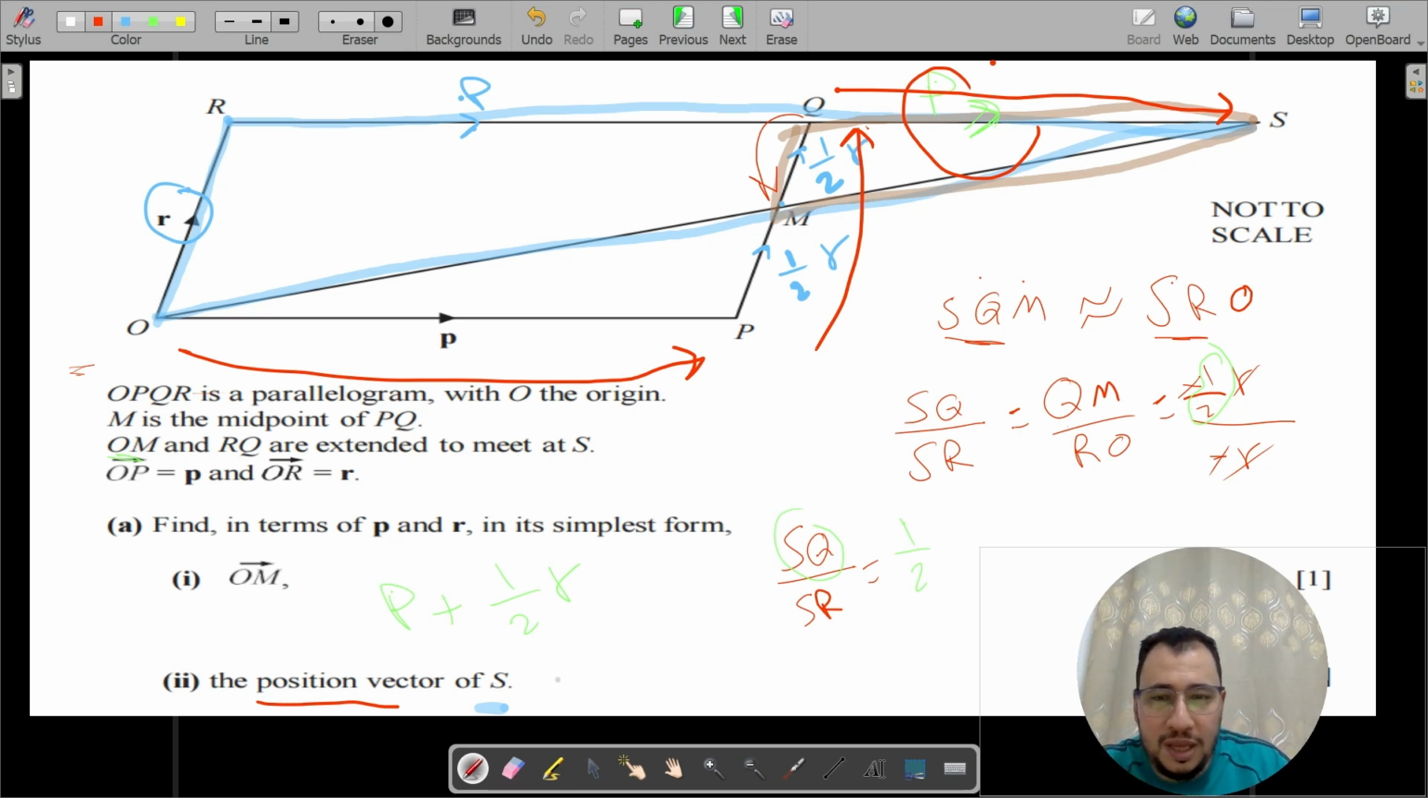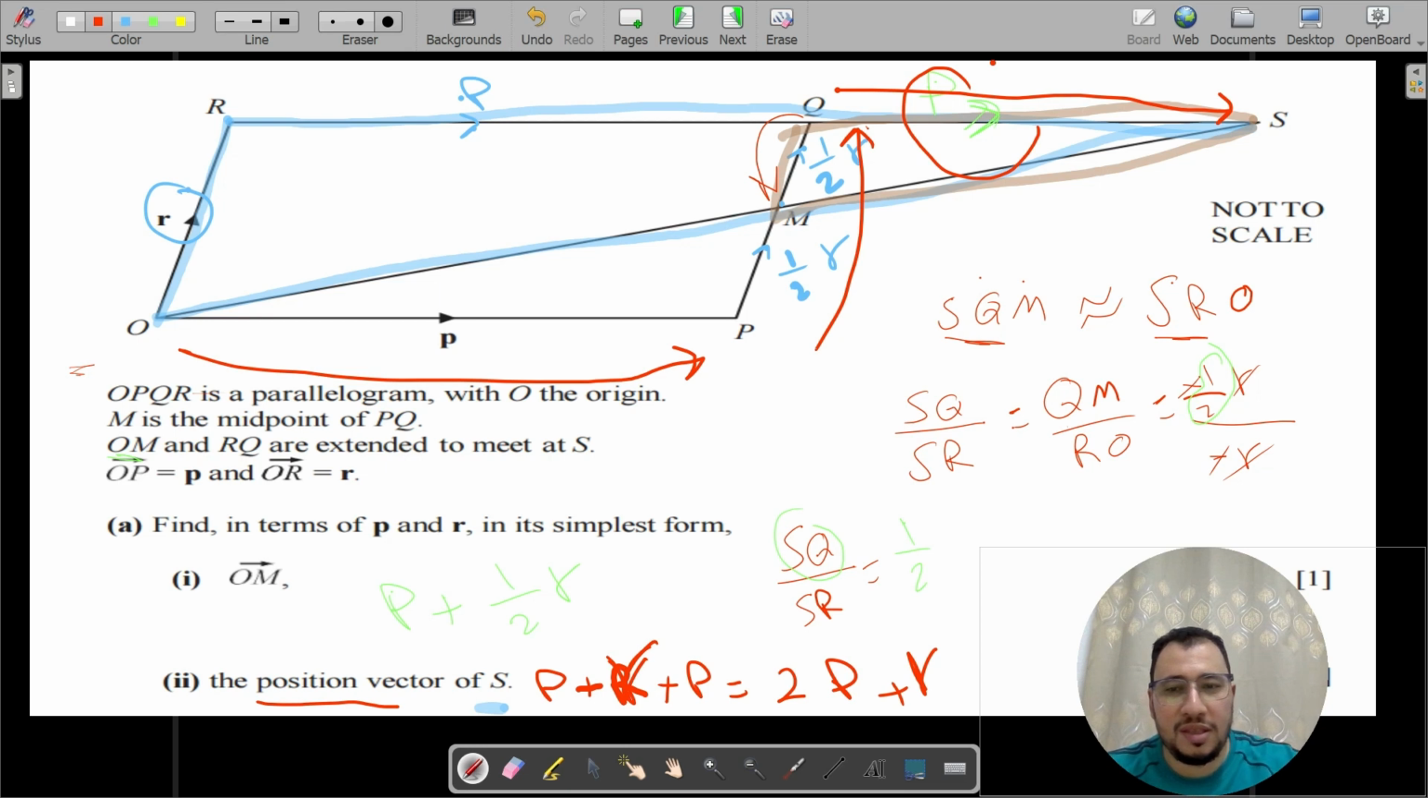And OP is P, plus PQ is R, plus QS is P as we found it. And let's write it in simplest form. So the answer here is 2P plus R. R small, of course, not R capital. Okay? And this is how to deal with extension.